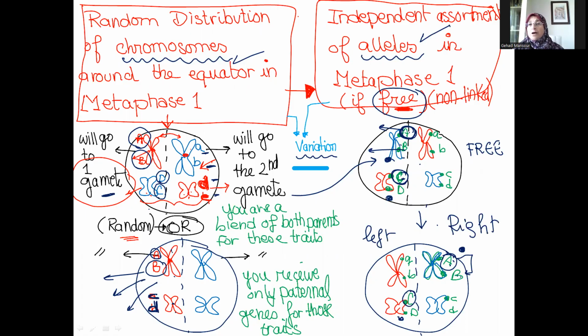You might also be asking yourself, does it make any difference if A capital and B capital are to the left or to the right? If they were alone in the cell, it wouldn't make any difference, but they are with other chromosomes. So here, for example, when they were to the left, they were with C capital and D capital. But here, when they went to the right, they are now with C small and D small.